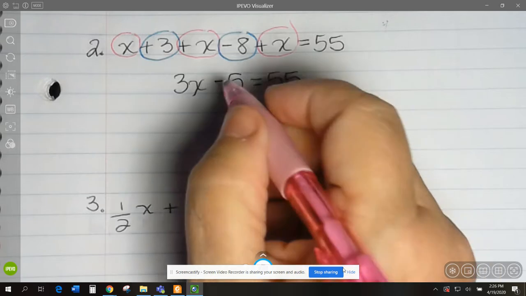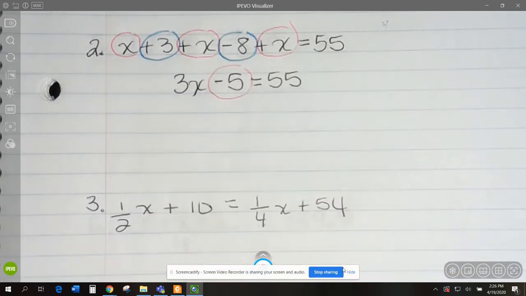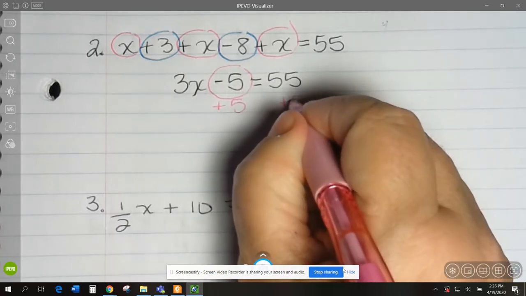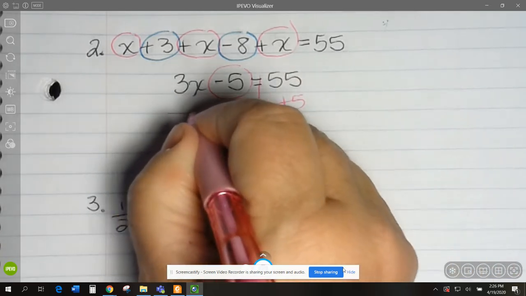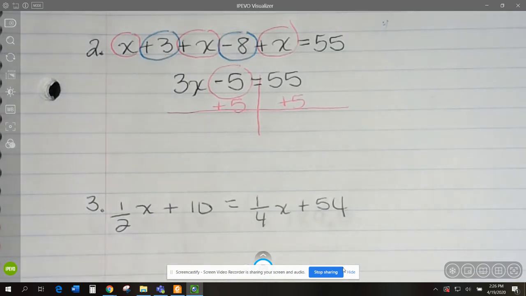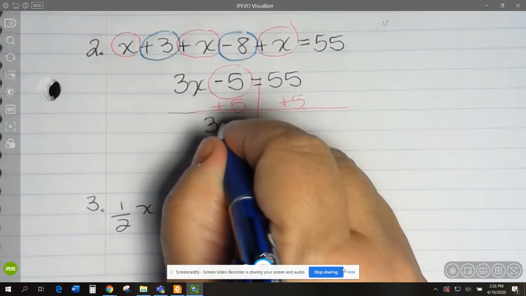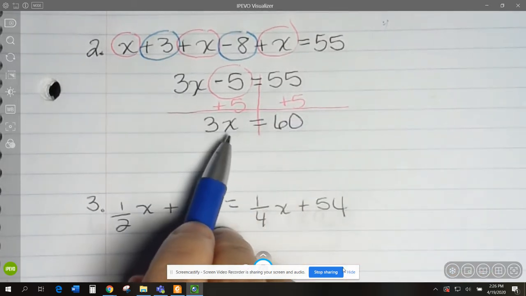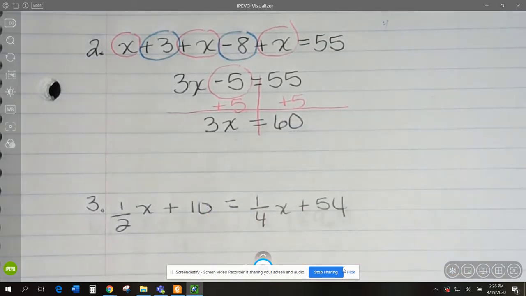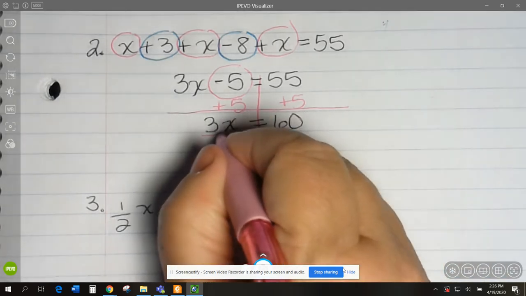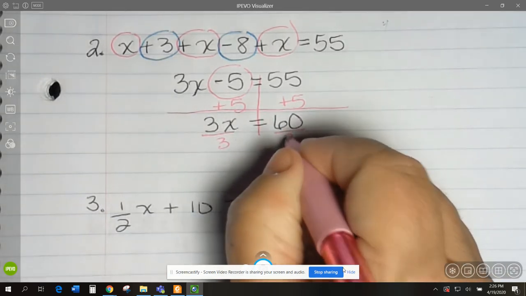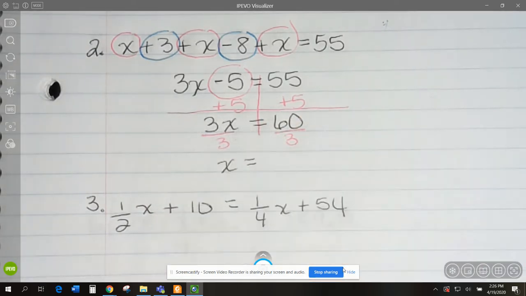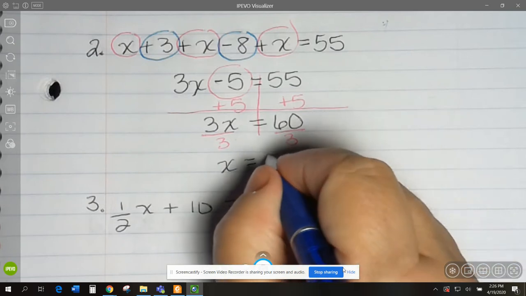Now we need to get rid of our subtracting 5. The opposite of subtracting 5 is adding 5. So got to do it on both sides to keep it even. So we'd have 3x equals 60. 3x is 3 times x. That's multiplying. To get rid of multiplying, we're going to divide here by 3, divide here by 3, and I'm going to get x equals 60 divided by 3 is going to be 20.